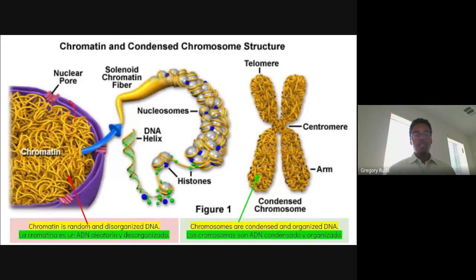So just basically allowing the DNA to be there in the nucleus in a totally random and unorganized way requires very little energy. But then as we begin to organize it into chromosomes, that takes some energy to actually wrap it up very tightly. So the chromosomes are condensed and they're organized. Chromatin is random and disorganized.